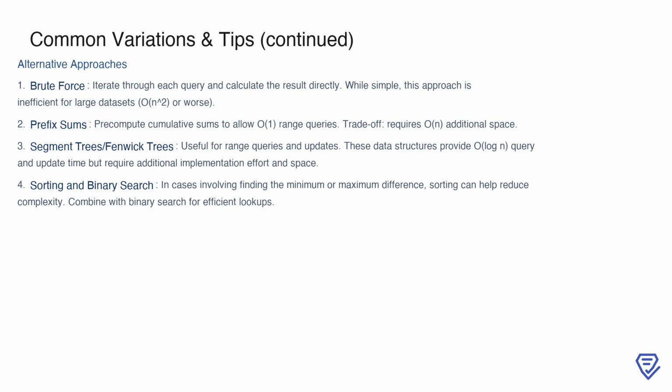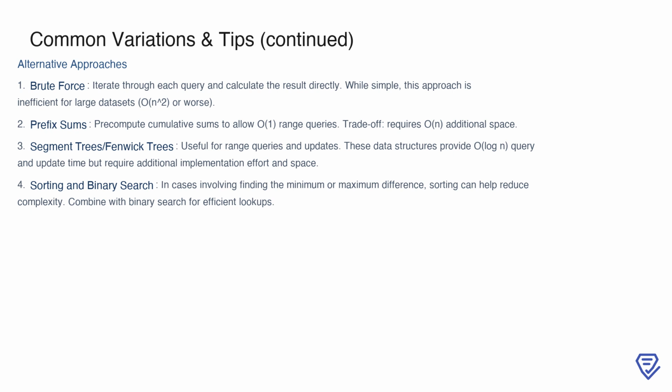A more efficient option is using prefix sums, where you pre-compute cumulative sums to allow range queries. While this approach requires n additional space, it significantly reduces the time complexity for queries. Another powerful technique involves data structures like segment trees or Fenwick trees, which are particularly useful for range queries and updates. They provide log n query and update times but come with additional implementation complexity and space requirements.